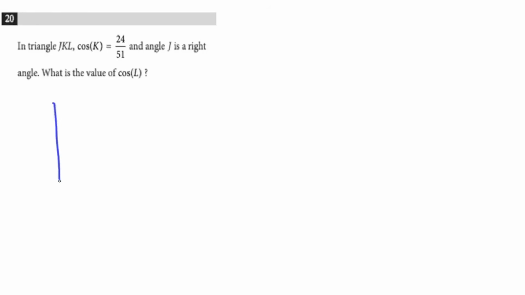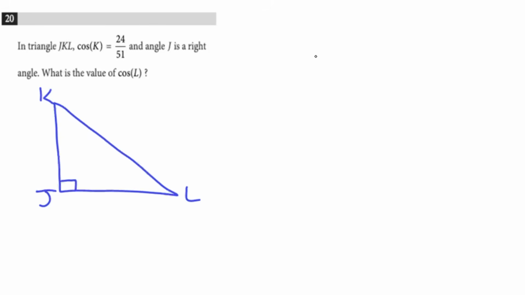We got triangle JKL, so I'm going to draw a right triangle. We're told that J is the side with the right angle, so I'm going to put J here, and then we'll just make K or L. It doesn't matter which side is which, because the values would just swap. So anyways, with cosine of K, we're told that that's 24 over 51.